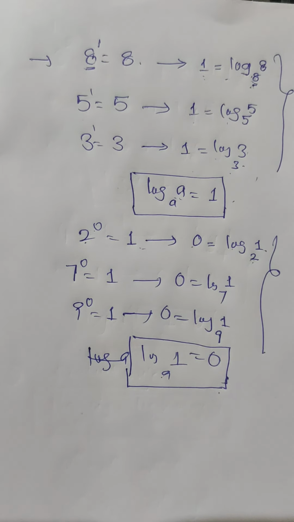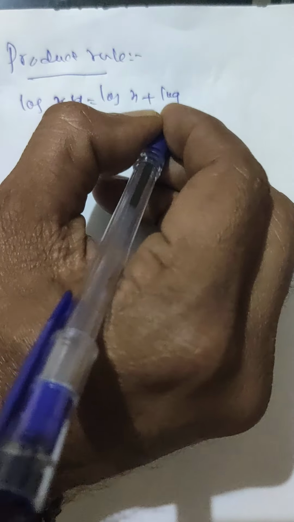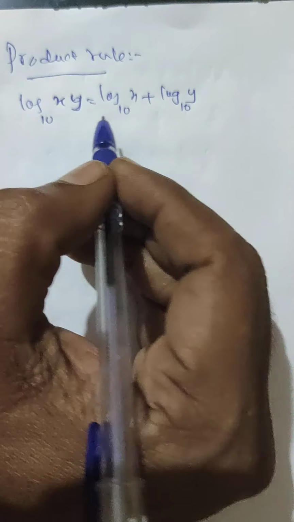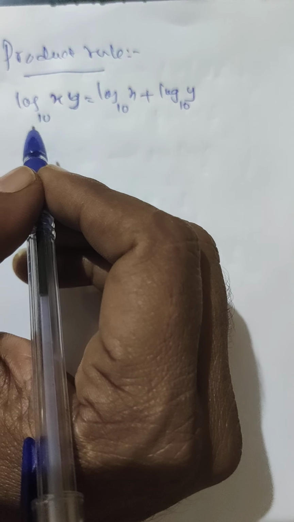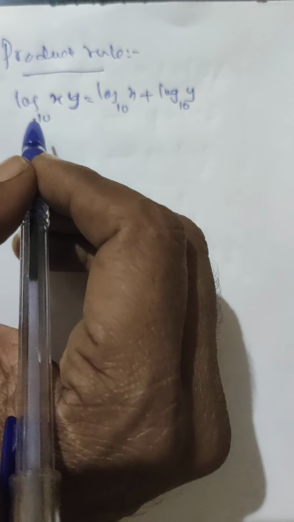Okay, let us move on to the properties. Properties of logarithms. So the first one is the product rule. So let us understand this. What is the product rule? Log of the product of any two numbers, xy, is equal to log x plus log y. Take the base as 10. If you take 10 as base, it is called the common logarithm. In general, we take common logarithm.